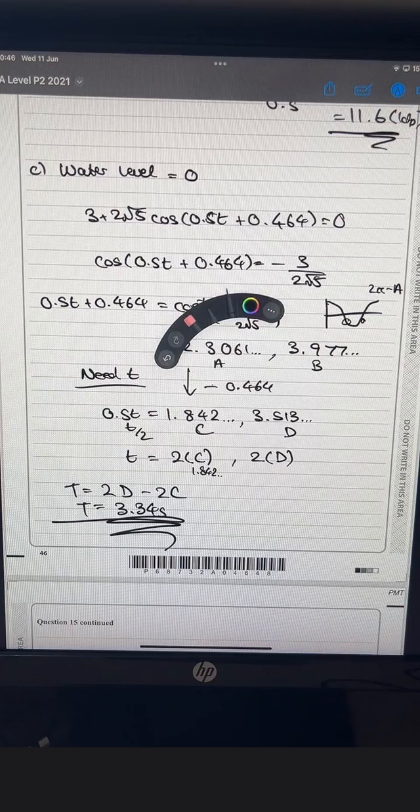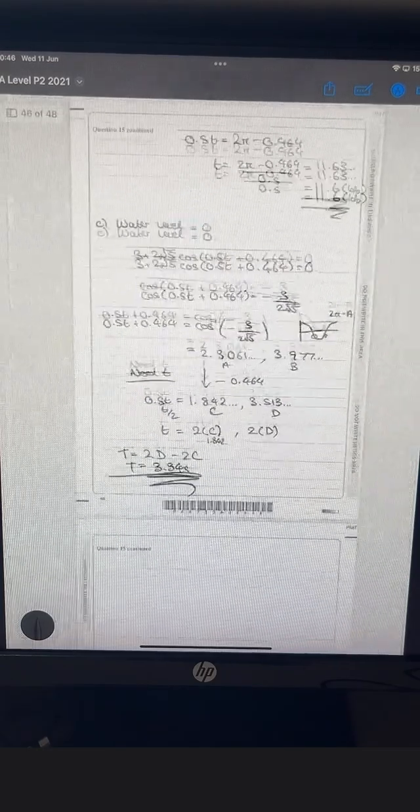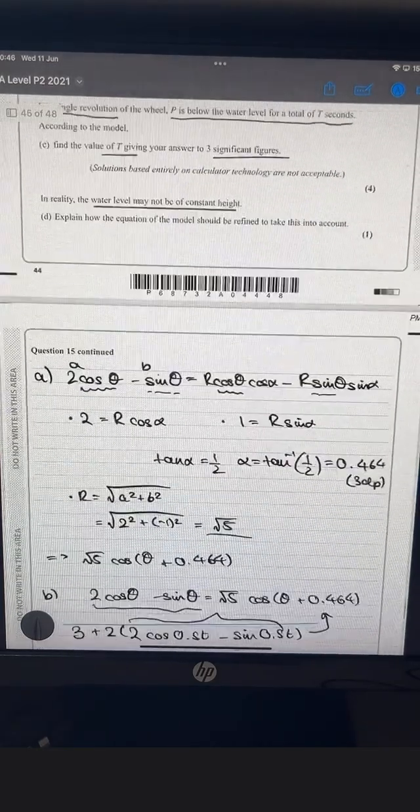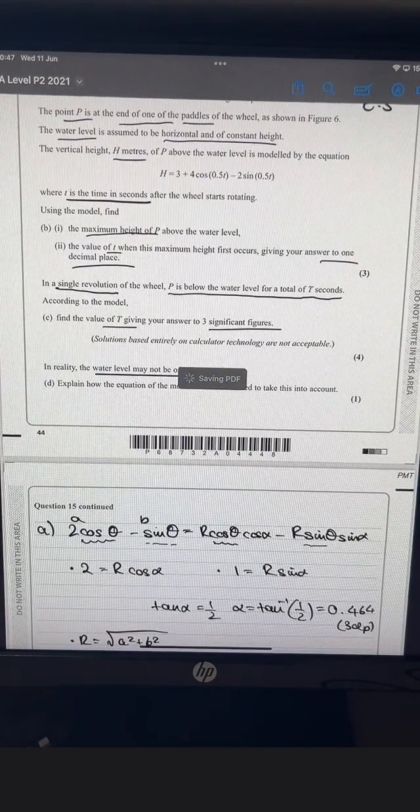And that's how you get what your t-values are, and the duration is when it leaves minus when it enters. All right, let's look at the dreaded one-mark modeling. So it's not of constant height, right? So explain how the equation of the model should be refined to take this into account. I'm going to do this up here.